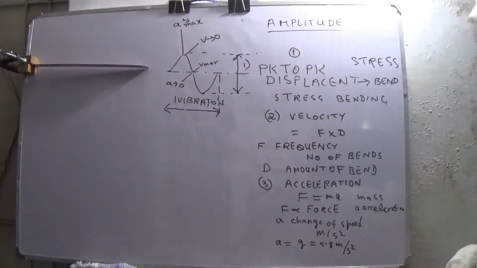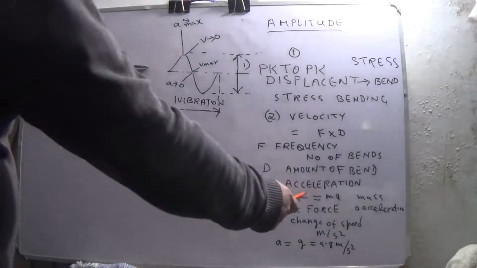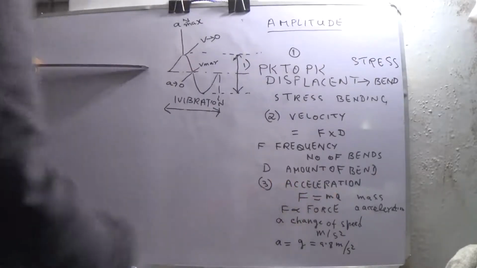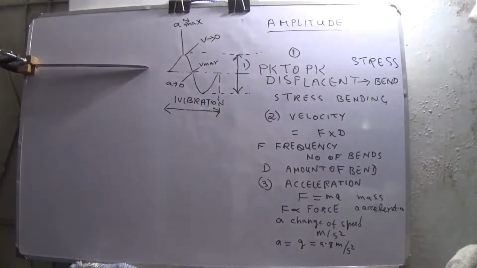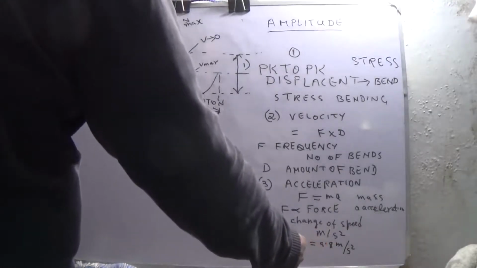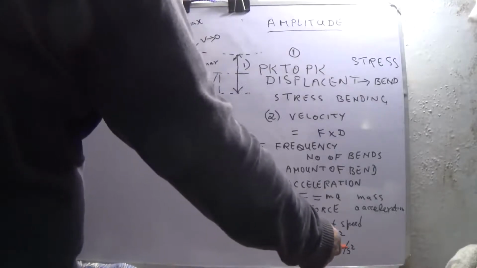Now we come to the third, which is acceleration, which also tells us about the amount of vibration. Acceleration means change of speed, and due to acceleration there is a force. Force is equal to mass times acceleration. If there is more acceleration, the force in the machine will be more. Acceleration is measured in units of g, which is 9.8 meter per second square.